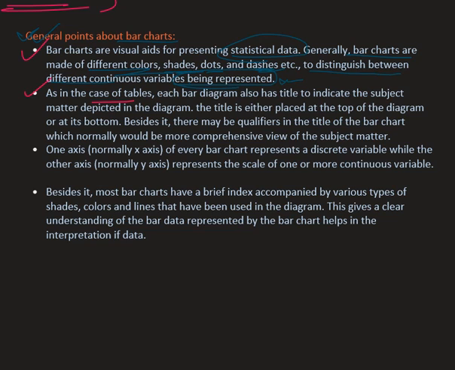As in the case of tables, each bar diagram also has a title to indicate the subject depicted in the diagram. The title is either placed at the top of the diagram or at its bottom. Besides it, there may be qualifiers in the title of the bar chart, which give a more comprehensive view of the subject matter.